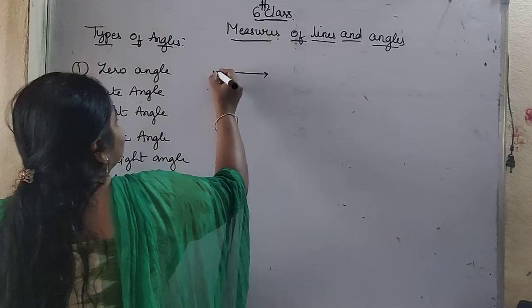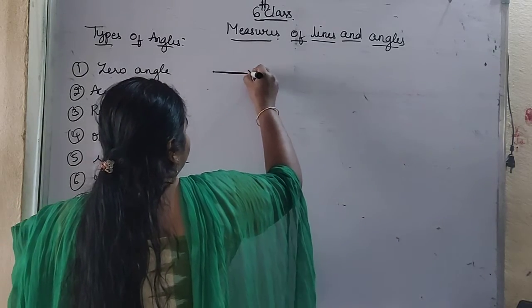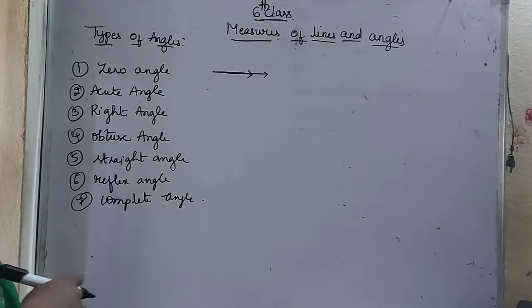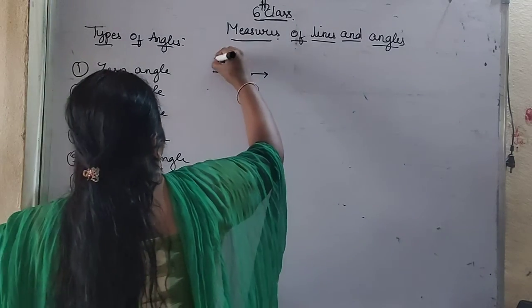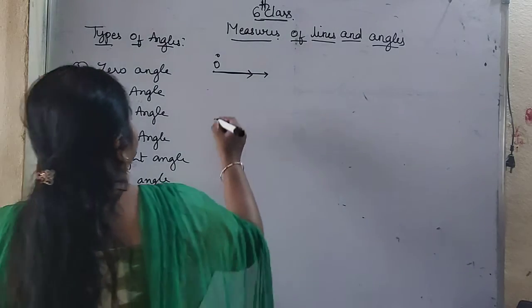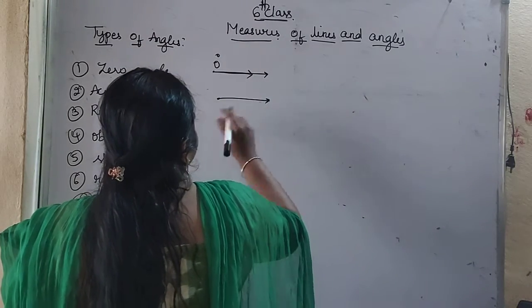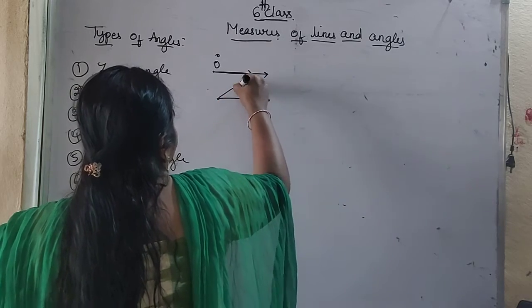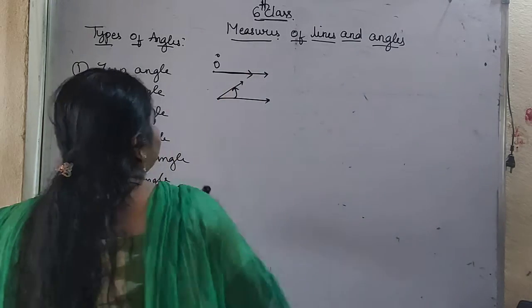So zero angle is nothing but it has two rays, but it is not moving from one place. It is not moving at all. So that is called zero angle. It is in a straight position. Okay. Next is acute angle. Acute angle means one ray is this and the other ray has slightly moved upside. So this is called acute angle.